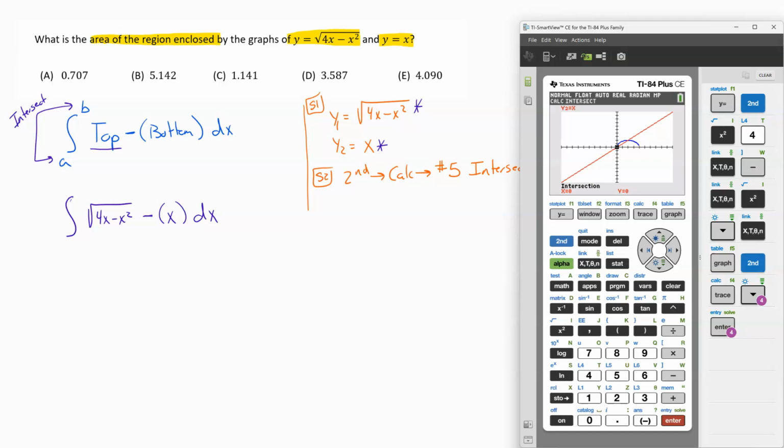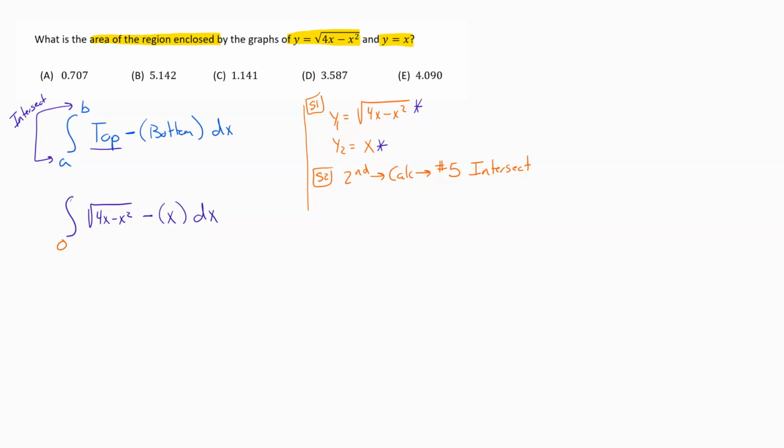So I hit enter a third and final time. You'll know you've done everything properly because it will say the word intersection at the bottom of the screen, and whatever that x value is, that's what we want. So our lower bound on this region is going to be x equals 0. So x equals 0 will be our bound right there.